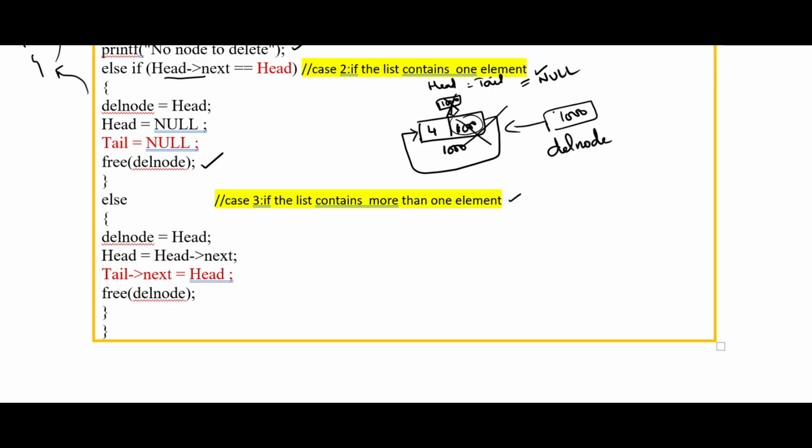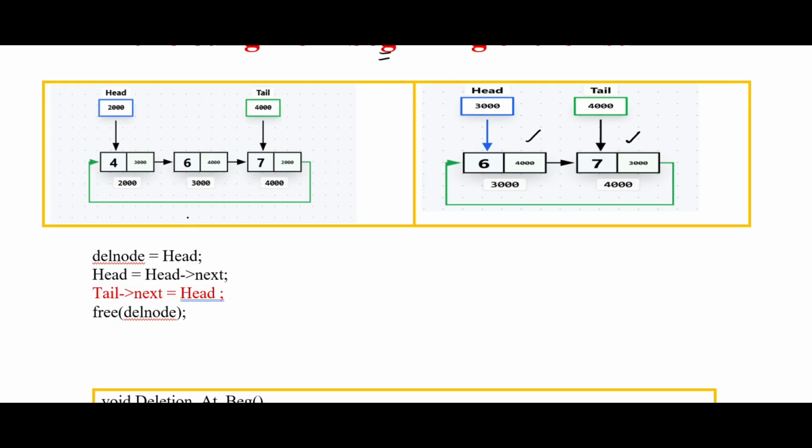What is the third case? If the list contains more than one element. With the diagram we can discuss this part. Now it contains more than one node. How should it be done? Del node equal to head. So it creates the del node which is assigned head. Head value is 2000, so this is pointing here. First step. Second step, head is equal to head of next. This is head, its next is 3000. So here 2000 will be changed into 3000. So it will be removed. It is pointing to here.